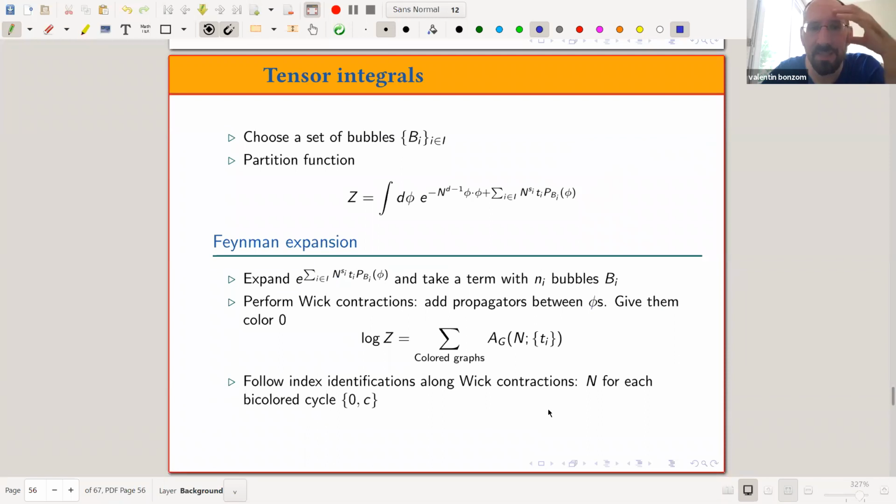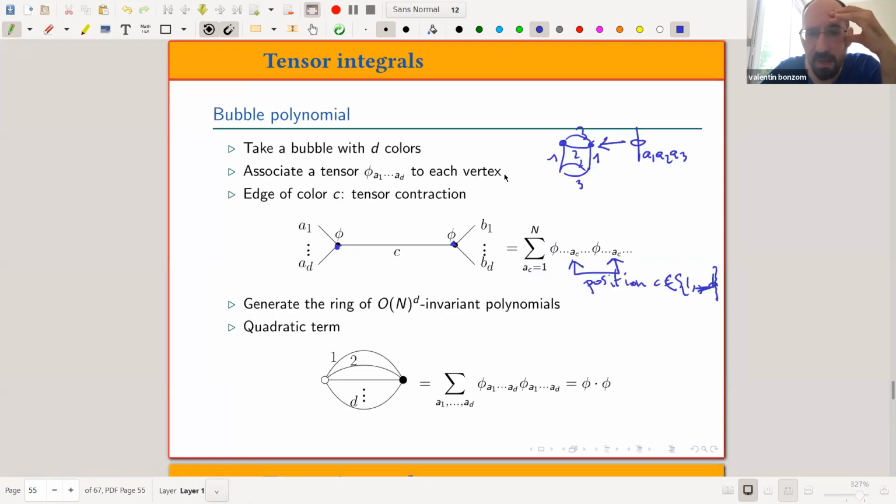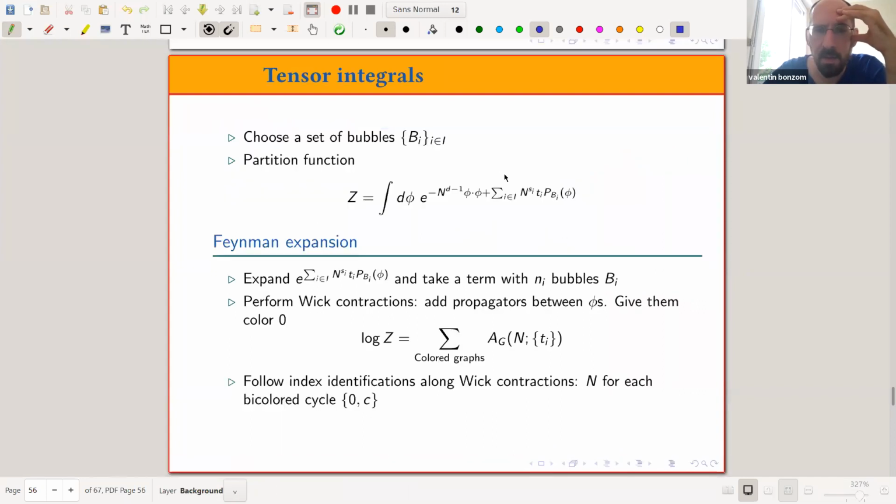So now, what is a tensor model? It's an integral where I choose a set of bubbles P, and I build a polynomial from them, like I just explained with those rules. I build a polynomial, and I put them in the exponential with some coupling constant. Okay. So this is a partition function for tensor models.